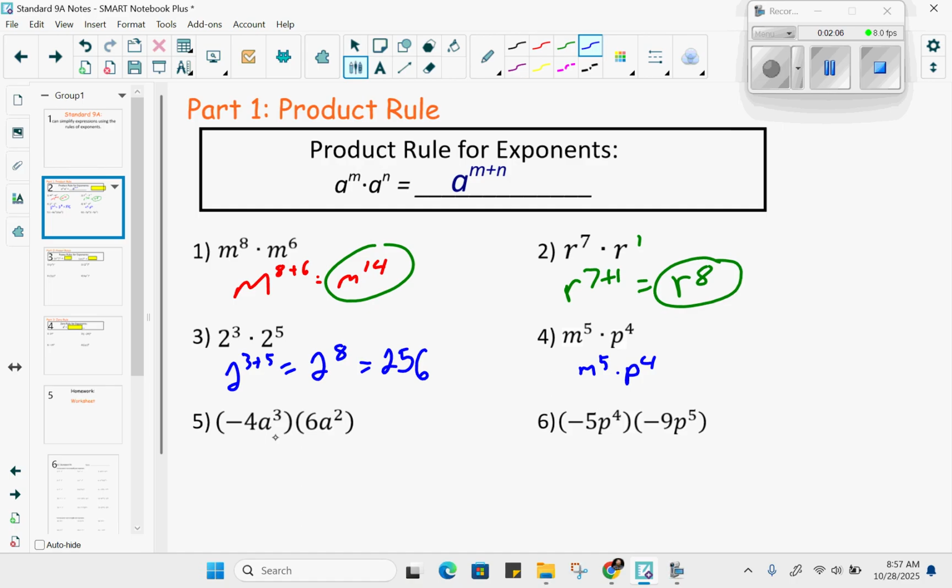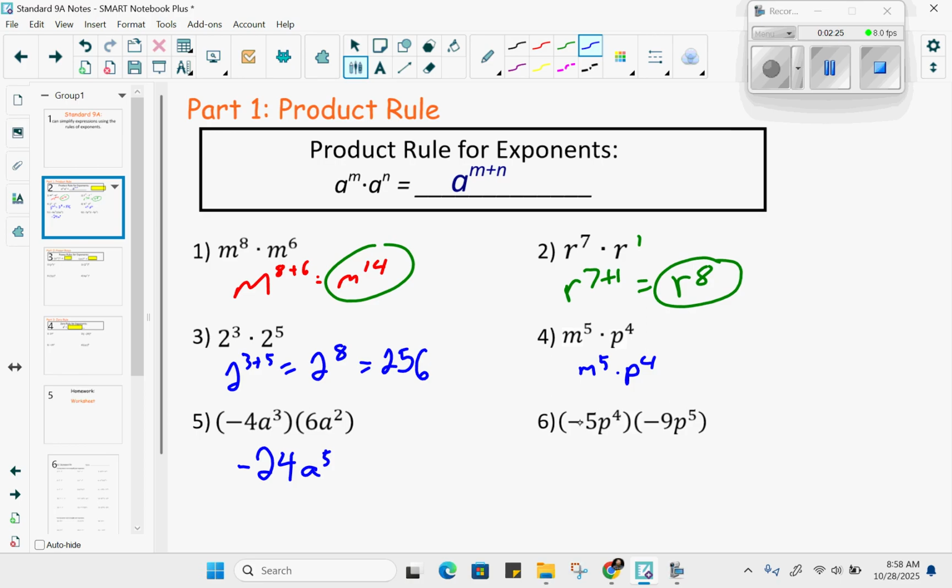Here's another one. Now we have -4 times A to the 3rd, all multiplied by 6 times A squared. We're going to multiply the numbers: -4 times 6 is -24. We're going to write the base. We're going to add the exponents together, 3 plus 2 is 5. So we're going to have that.